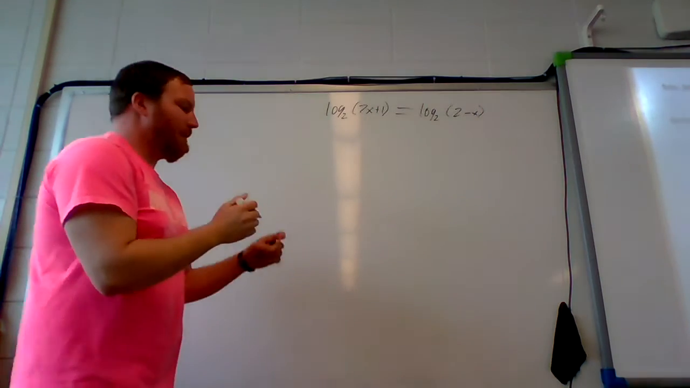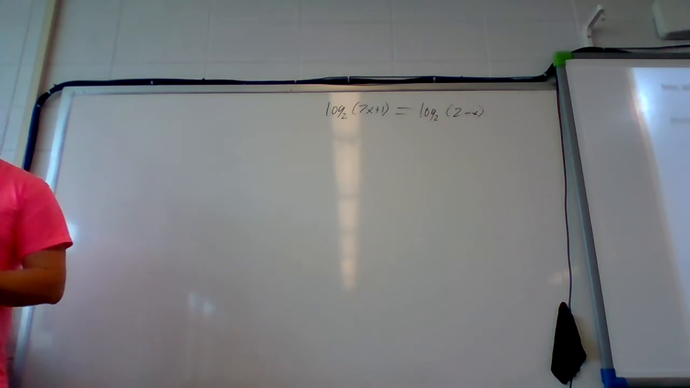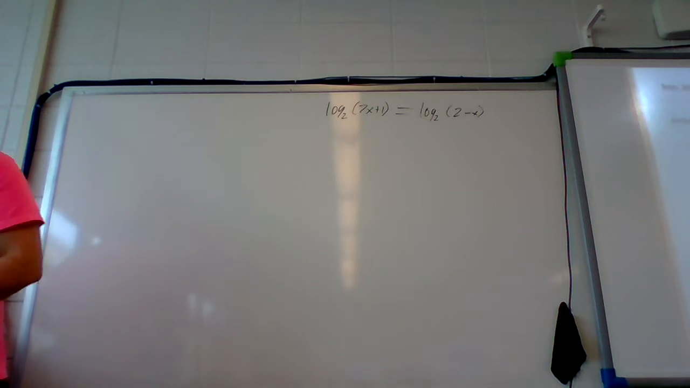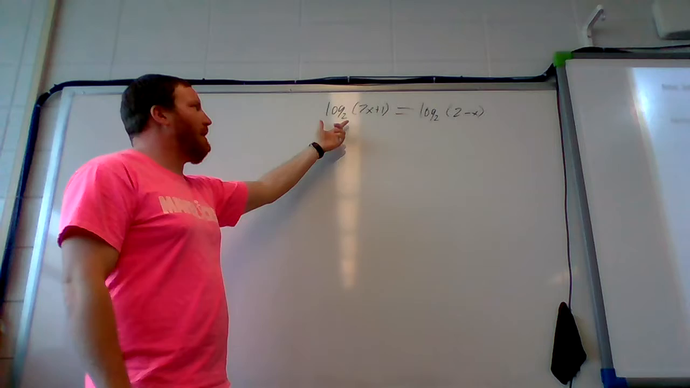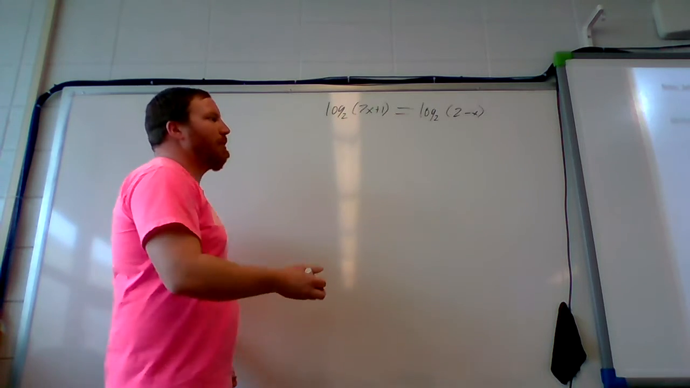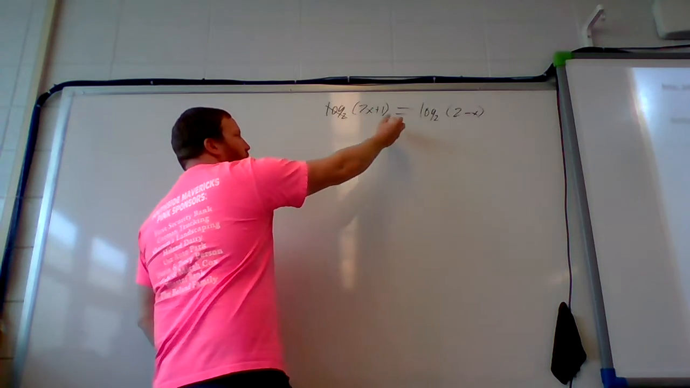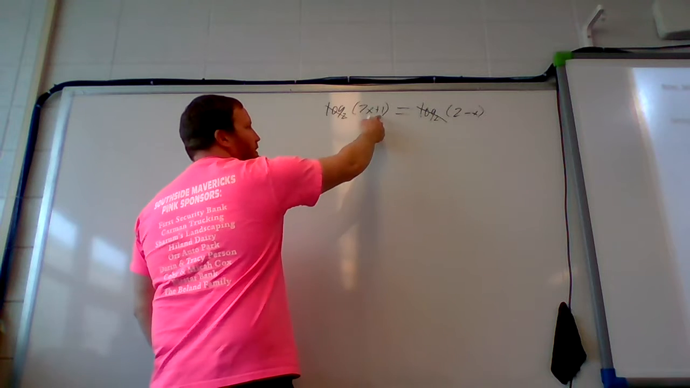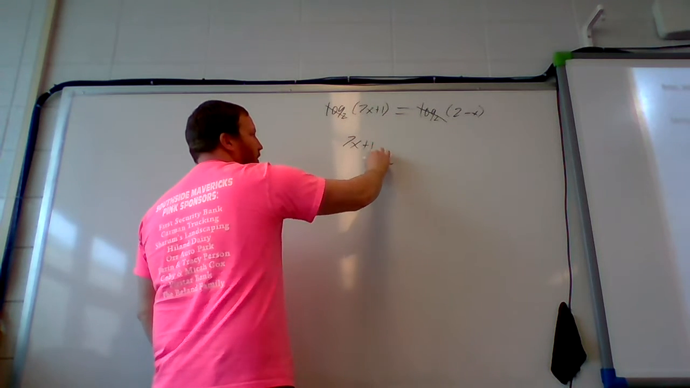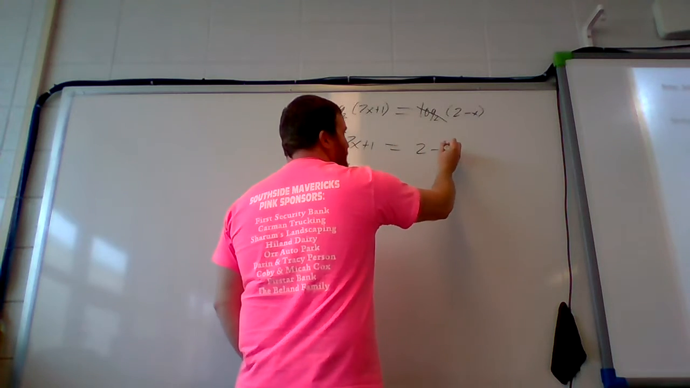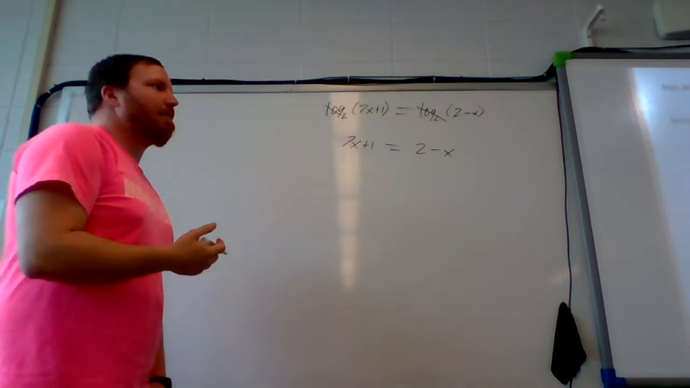What we can do is, like when we had the common base for our exponents, we can actually cancel out the bases of our logarithms. So in this case, we can get rid of the log base 2 part, and we're left with just the inside. So that's going to give us 7x plus 1 is equal to 2 minus x, and then we want to solve from there.